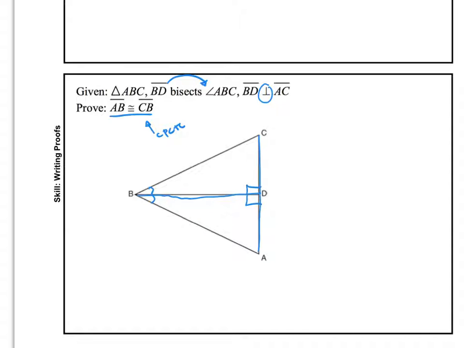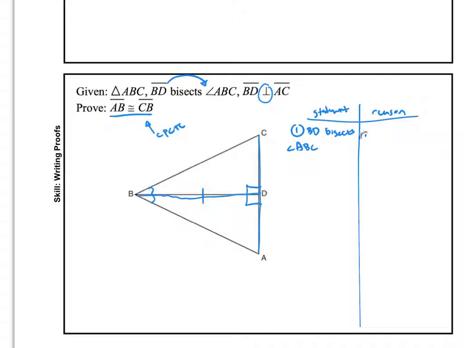And then finally, even though it's not given, we have the reflexive property because there's a shared side. So we'll go like so. So that's angle, side, angle. So now that we've proven that the two triangles are congruent by marking them, let's actually write out the proof. So we have statements and we have reasons. First statement, BD bisects angle ABC. We know that because it's given.